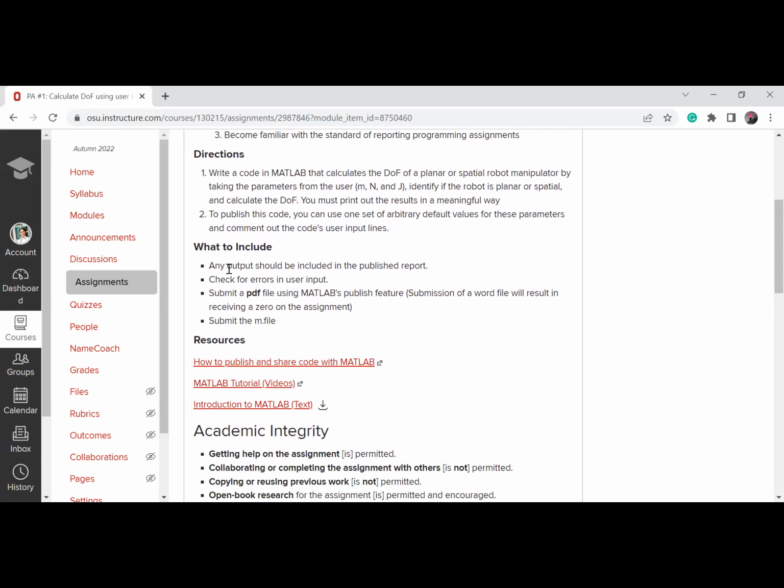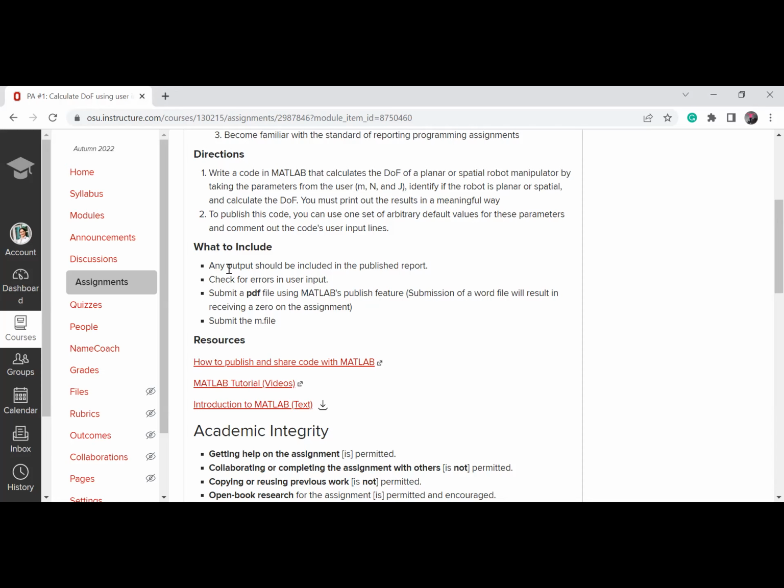So in your PDF published file, if you enter numbers as a user, your code will give you an output. Everything has to be meaningful. It shouldn't be like input 235, output 31. What does this mean? So at least the degree of freedom is 2, right? Very simple.